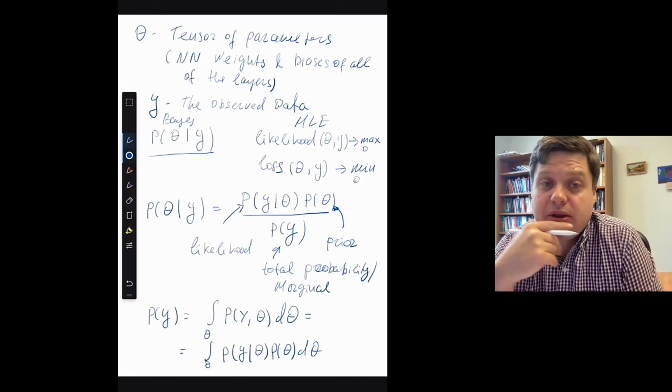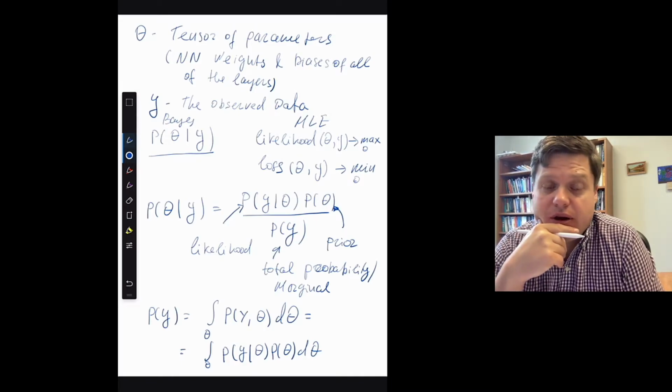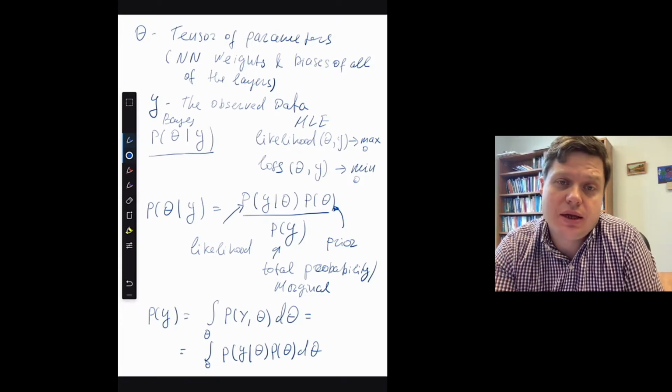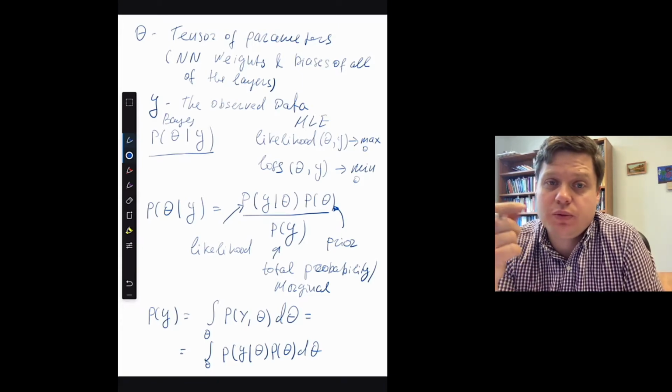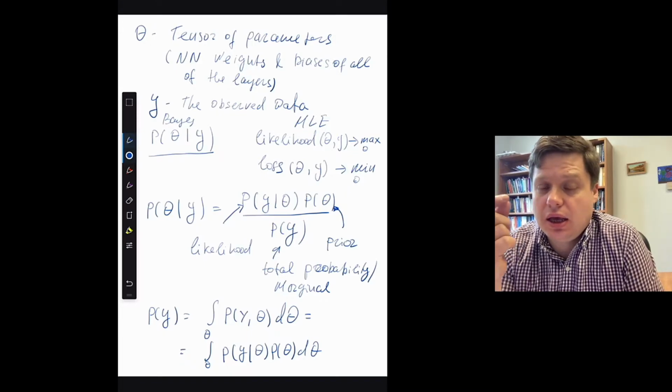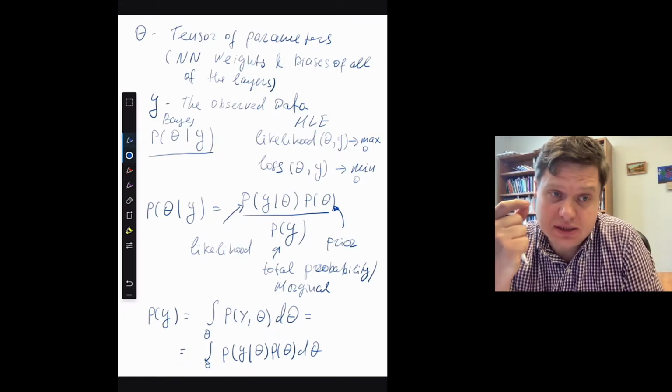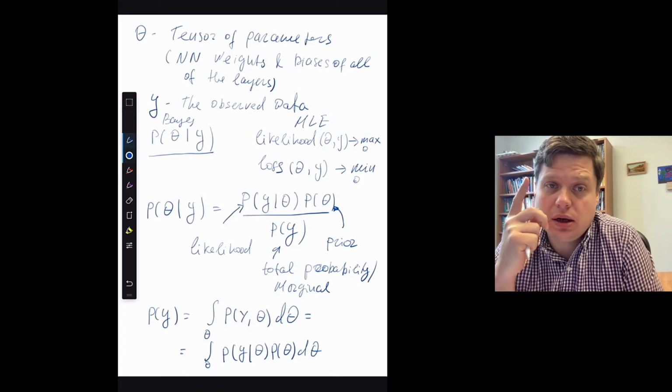So we will estimate the distribution over the set of the parameters of the model given the data and compare it to the maximum likelihood approach that we used before, when we try to maximize the likelihood or minimize the loss function. And we get what is called the point estimate. So we just get one value of theta that comes out of this maximum likelihood estimation procedure.